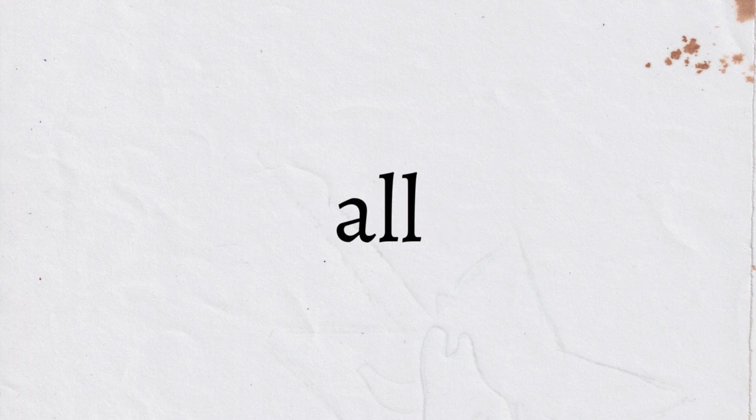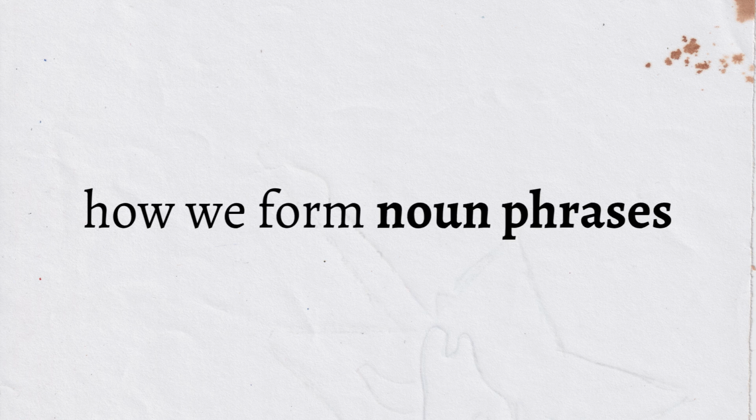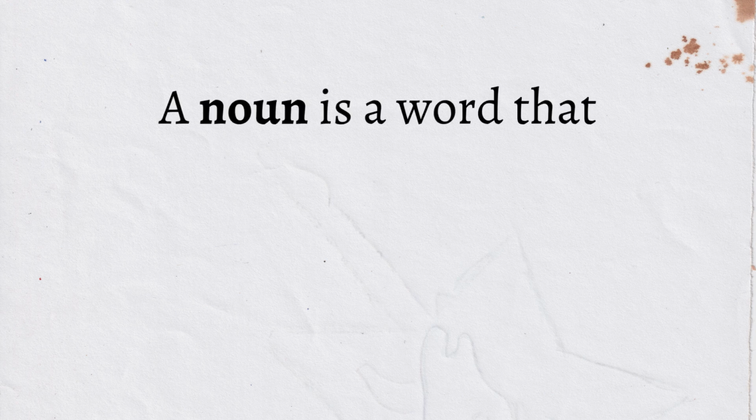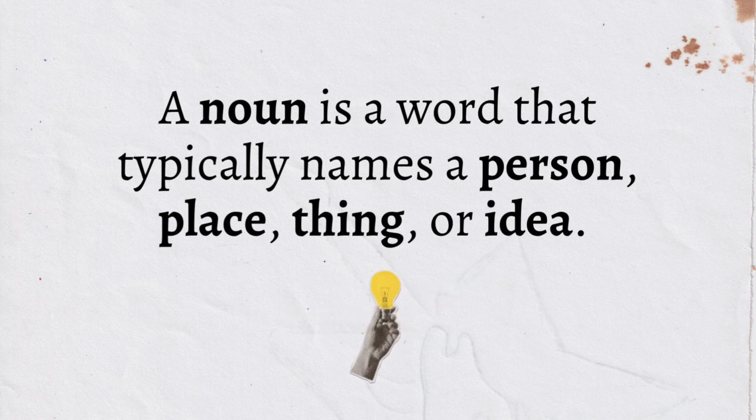This video is all about nouns and noun phrases. We'll define what a noun is and how we form noun phrases, then focus on another important element of the noun phrase, the determiner. Let's start with nouns. A noun is a word that typically names a person, place, thing, or idea.